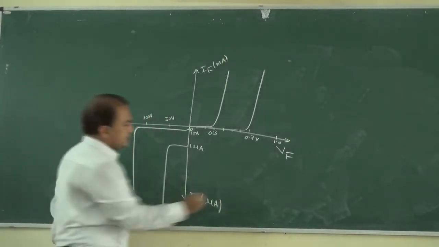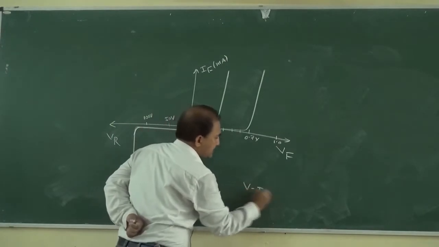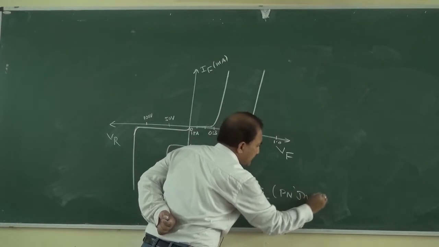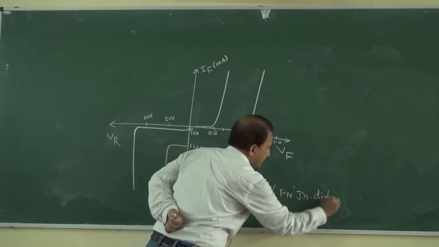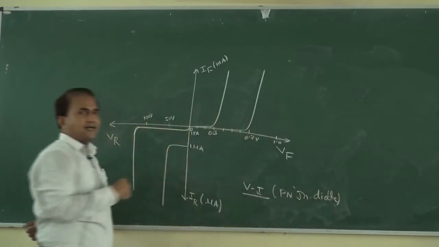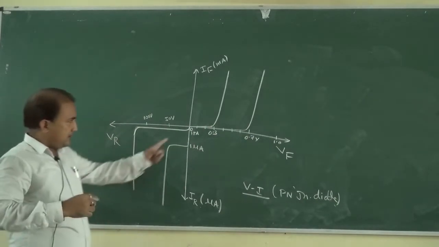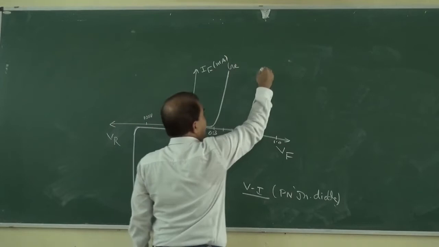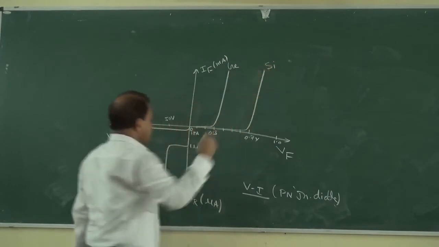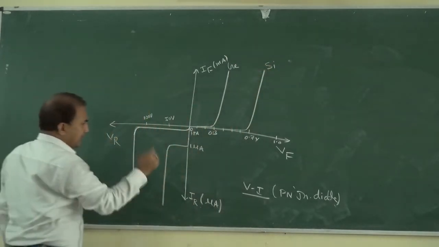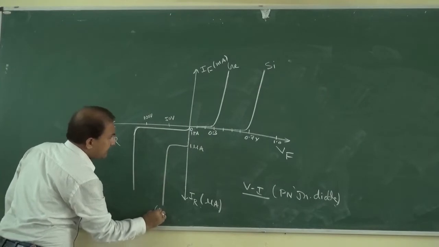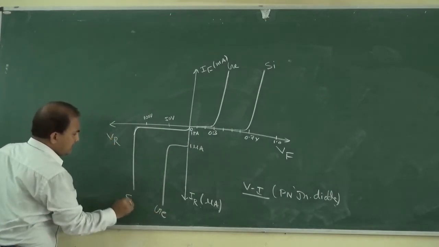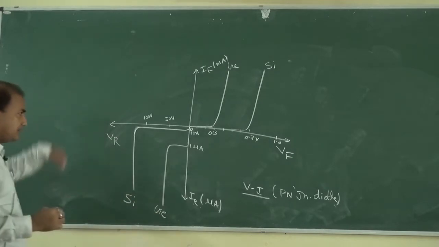What is this graph? This is the VI characteristics of a PN junction diode. So in this graph, what are we saying? This is for the germanium PN junction diode, and this is for the silicon PN junction diode, and this is for germanium, 1 microampere.